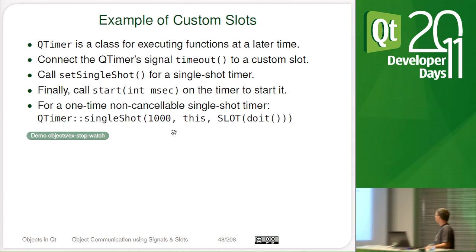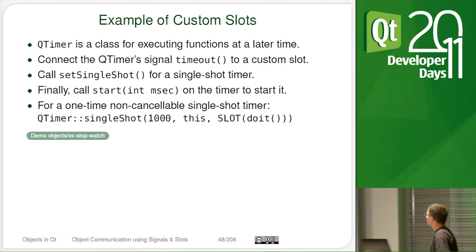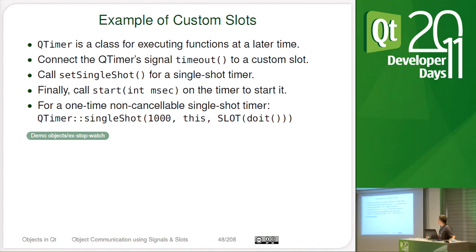So here are some examples on how to use slots. For instance, you can use the Qt timer, which just has a timeout signal. You can just connect to this timeout signal and say, every 1,000 milliseconds, I would like to call the slot. Or you can just call a single shot function, so that this timer is just executed once.